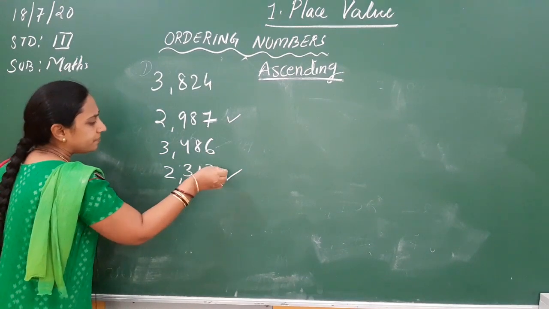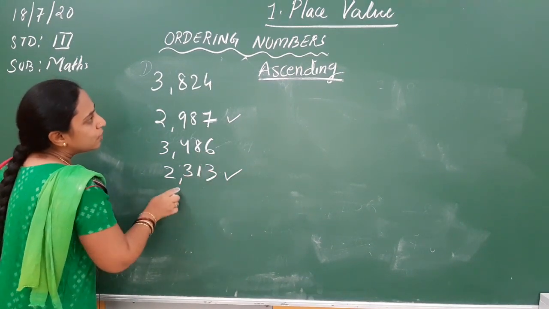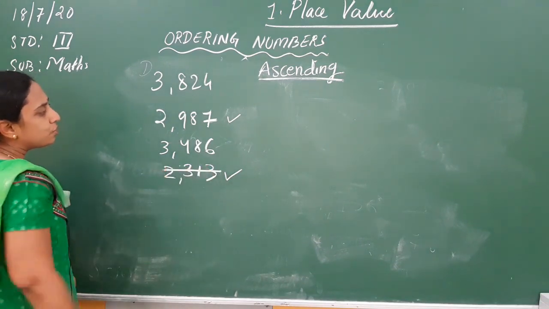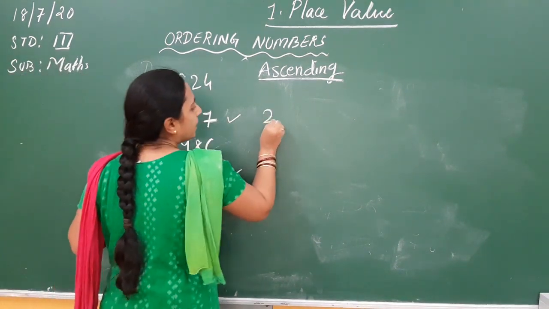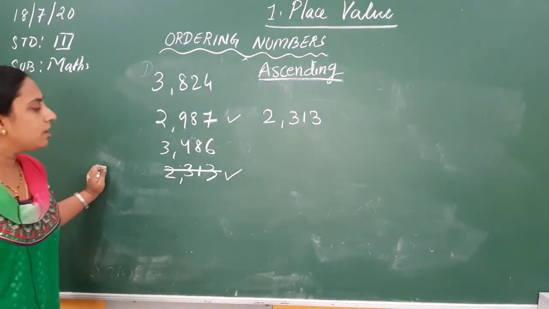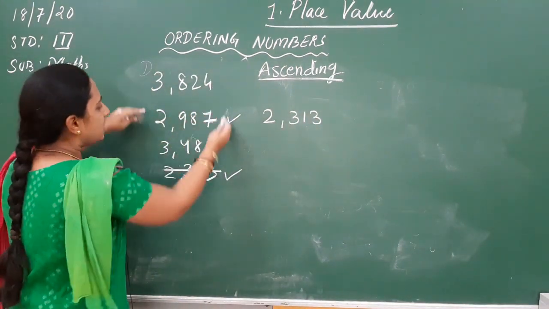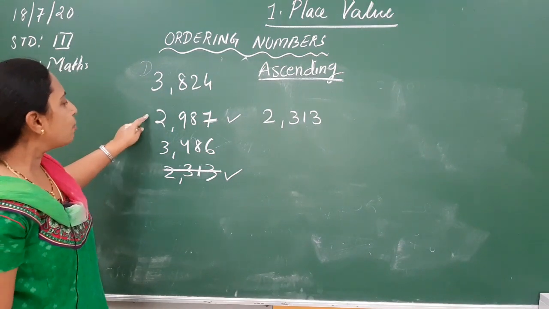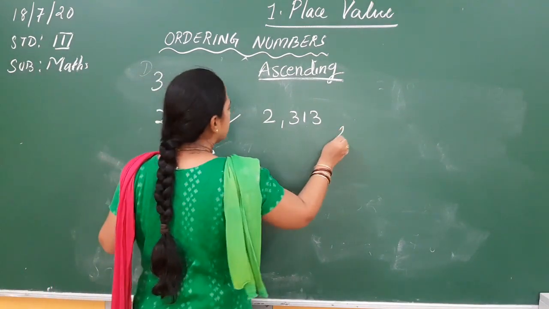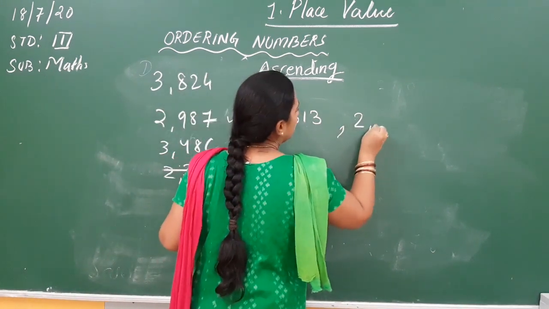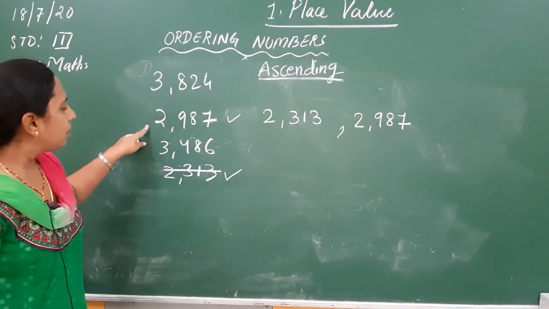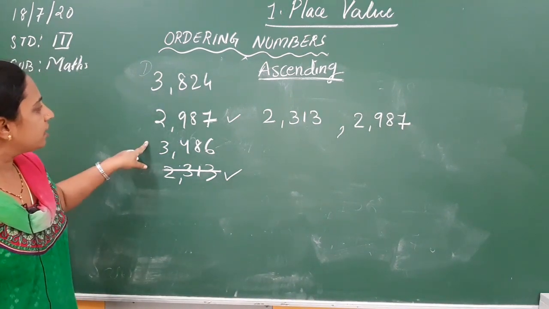So we need the smallest number. So 2, 3, 1, 3. So I have written 2, 3, 1, 3. Okay. Now we are left with these two. So obviously 2 is smaller than 3. So the next number is 2987, right. Now both are 3.